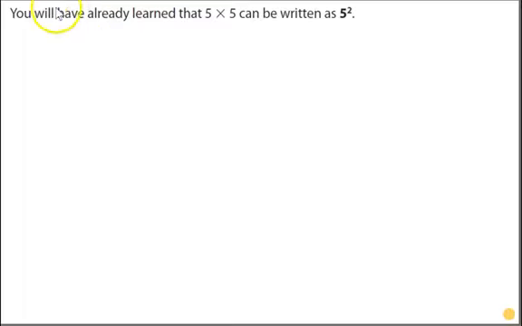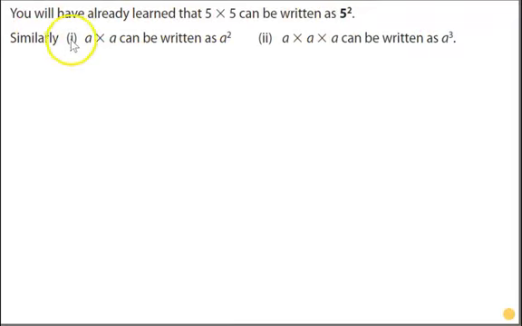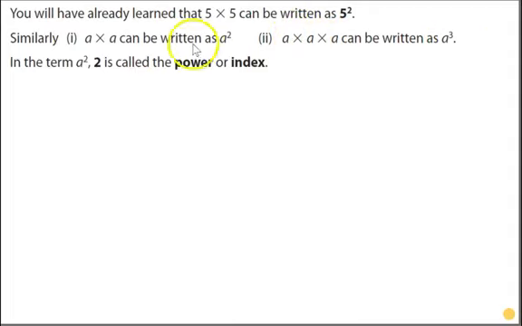You will have already learned that 5 times 5 can be written as 5 squared, or 5 to the power 2. Similarly, a times a can be written as a squared. A times a times a can be written as a cubed. In the term a squared, the little 2 at the top is called the power, or the index.